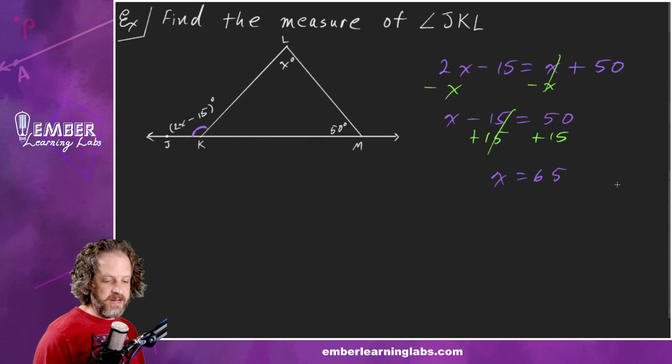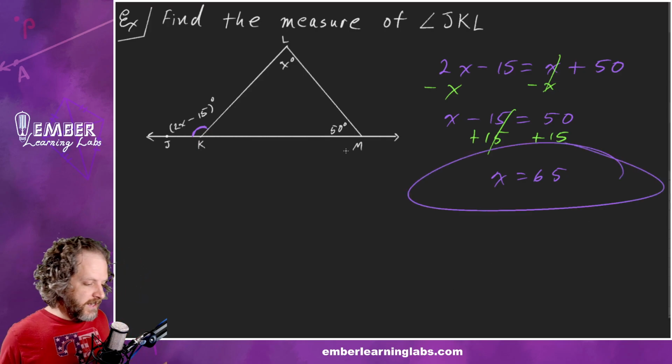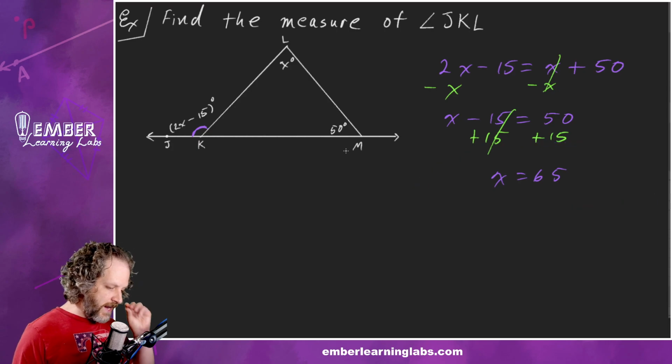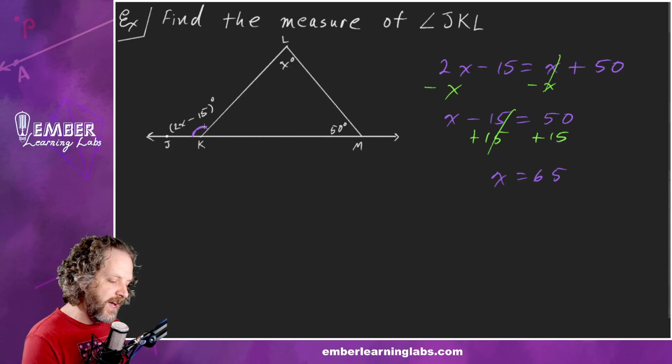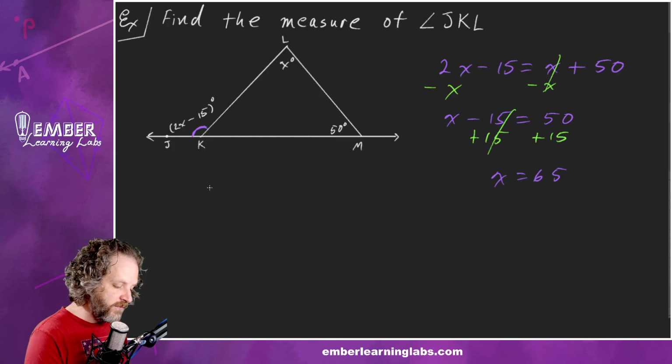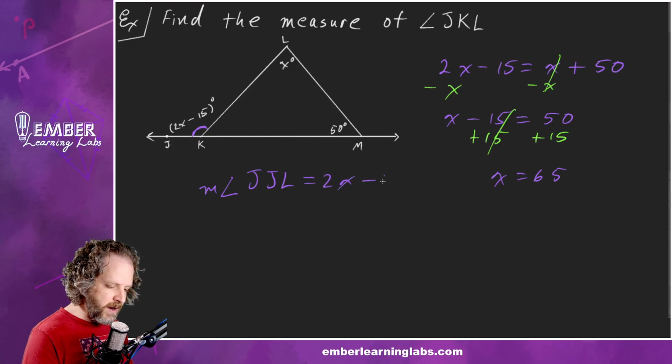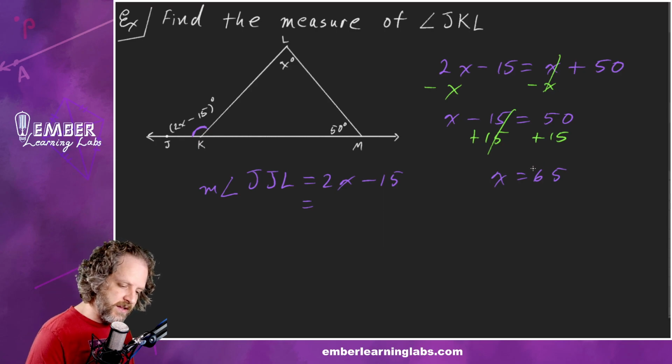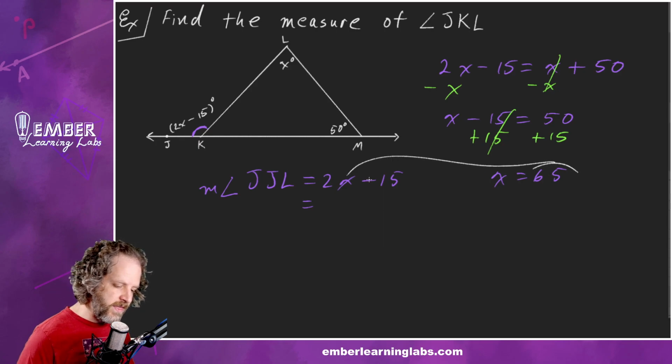Now, it'd be tempting to just go done, but we're not done because we're not asked for the measure of x. We're asked for the measure of JKL. The measure of JKL is 2x minus 15. So the measure of JKL equals 2x minus 15. Well, we just found out what x is, so we can substitute that in right there for x, right? So 2 times 65 minus 15.